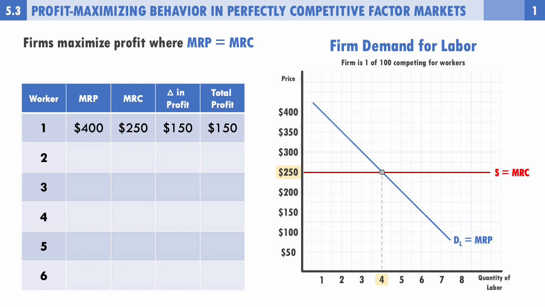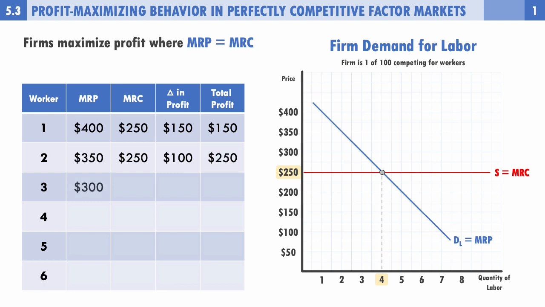When we get to that second worker, remember, because of diminishing returns, the MRP for that second one is a little bit lower. It's only $350. If you went straight up from the quantity of 2, you'd bump into our demand curve at $350. But still, we're only paying this one $250. So off that worker, we earn an additional $100. If you add that additional $100 in profit to that first $150, you'd have $250.